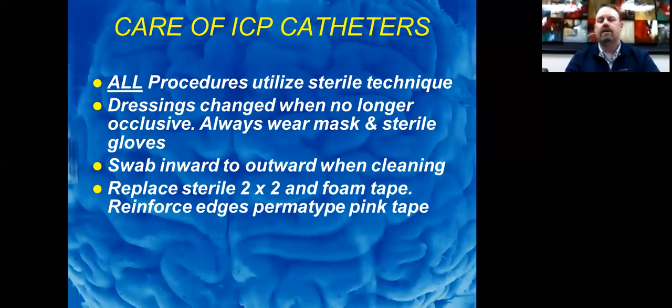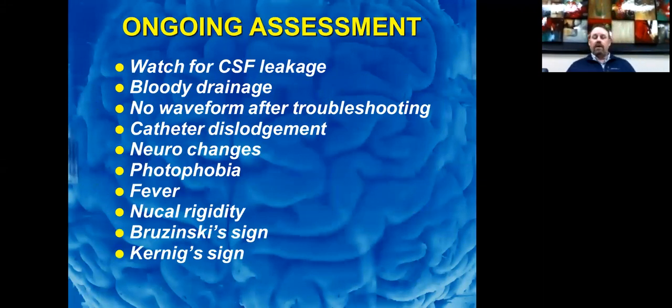Ongoing assessment. Watch for CSF leakage, bloody drainage, no waveform after troubleshooting, catheter dislodgement, neuro changes, photophobia, fever, nuchal rigidity, Brudzinski's sign, and Kernig's sign. Now, I know you're sitting there and you're thinking, well, what in the world is Brudzinski, or who is he, and why does he have a sign? Why can't I have a sign named after me?